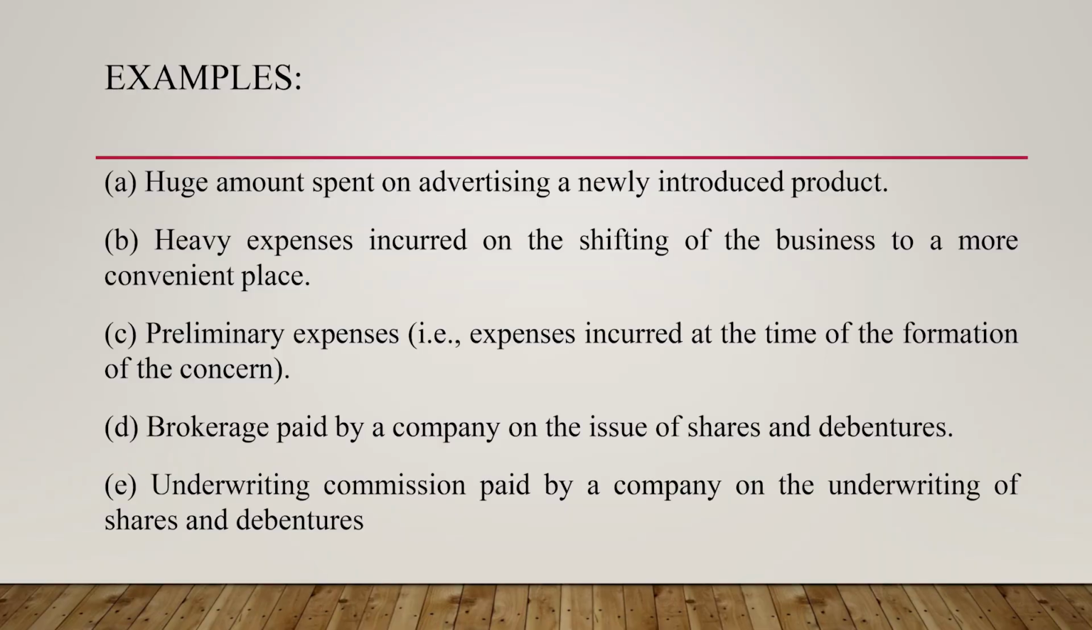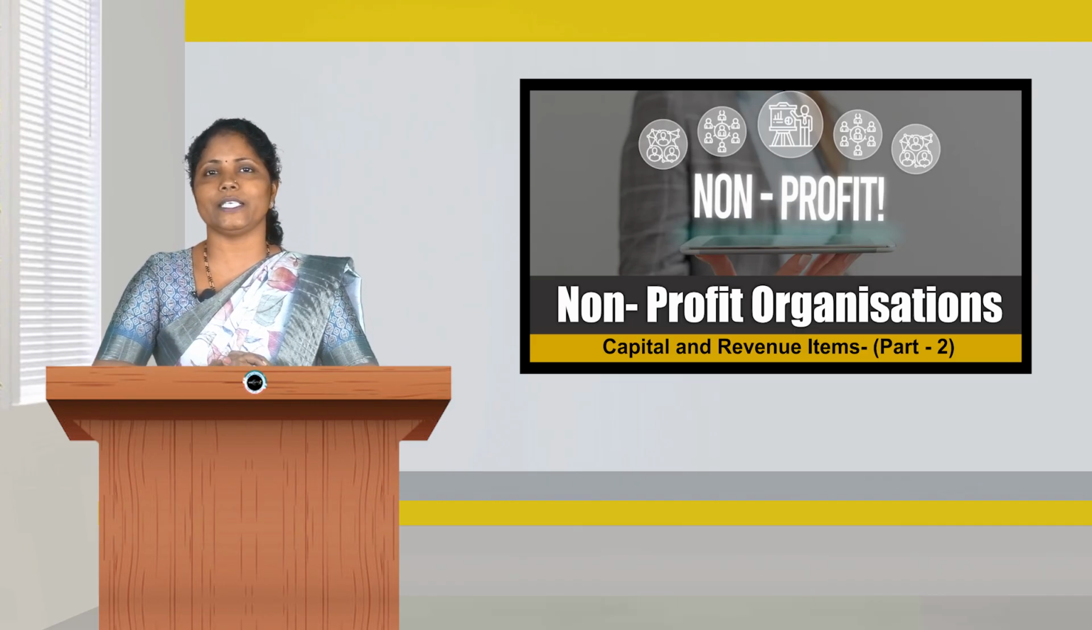Huge amount spent on advertising while we are introducing a new product. Heavy expenses incurred for shifting the place of business to a convenient place. Then preliminary expenses, the expenses incurred while forming the company or any of the concerns. Then brokerages paid while issuing the shares, and underwriting commission incurred or paid by the company at the time of issue of shares. What will be the treatment of such expenditure?